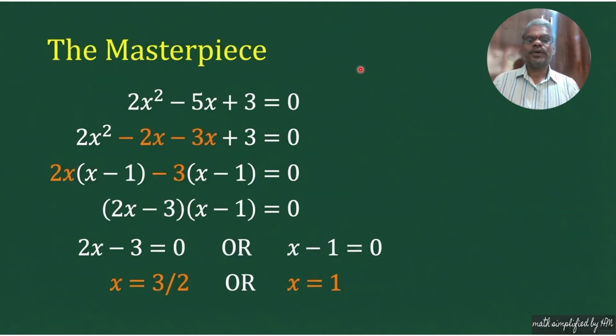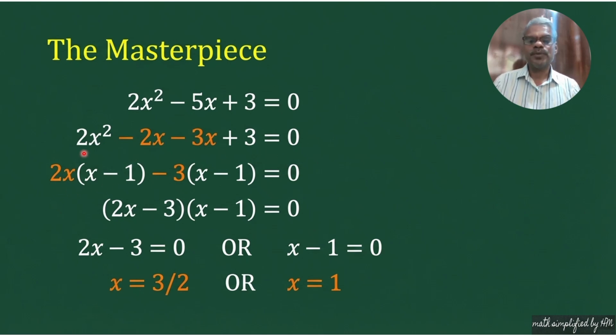Now we recap all our steps in a single page. 2x square minus 5x plus 3 is equal to 0. Multiply 2 and 3, it gives us 6. Find the factors of 6 such that their sum is minus 5. We have found it as minus 2 and minus 3. Rewrite 2x square minus 5x plus 3 as 2x square minus 2x minus 3x plus 3 is equal to 0.